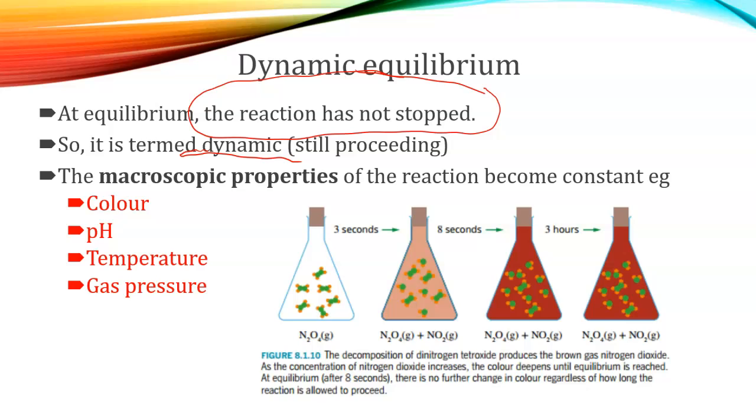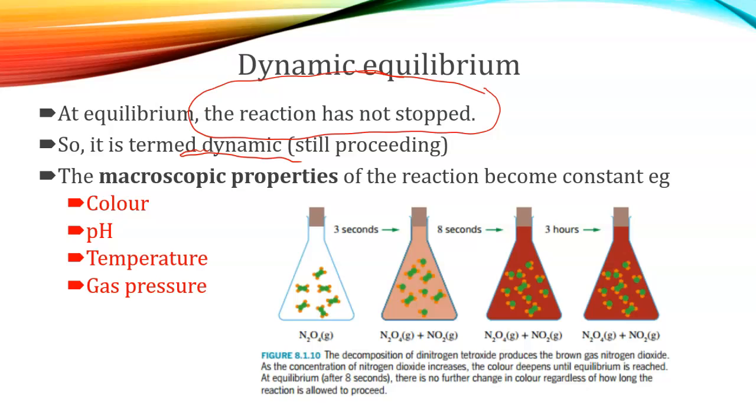Now, ways in which we know we've reached equilibrium will be by observing macroscopic properties. So these might be the colour, the pH, the temperature, or the gas pressure. Gas pressure, a bit difficult for us to do in the classroom, but colour, pH and temperature are all properties that we can observe very easily.